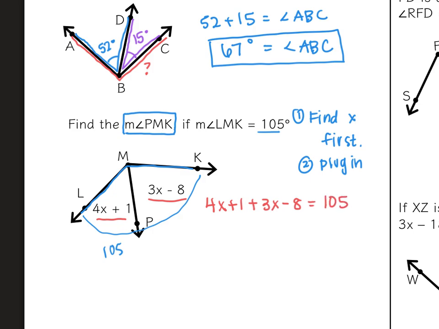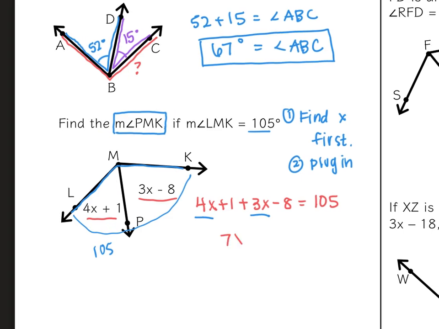And then we can solve for x first. So combine our like terms. That's 7x. 1 minus 8 is negative 7. Going to add 7 to both sides. 105 plus 7 is 112. And then we're going to divide by 7 on both sides. So 112 divided by 7 is going to be 16.